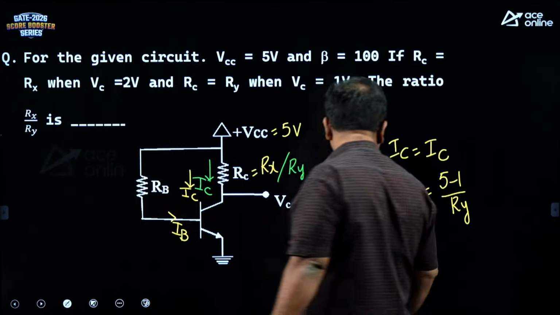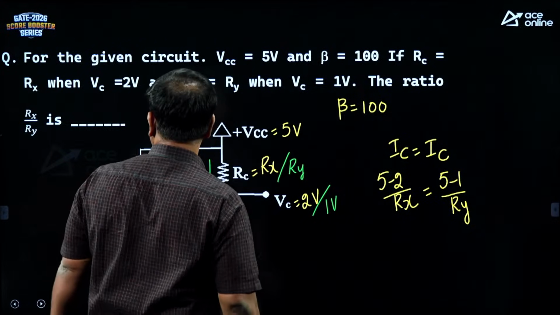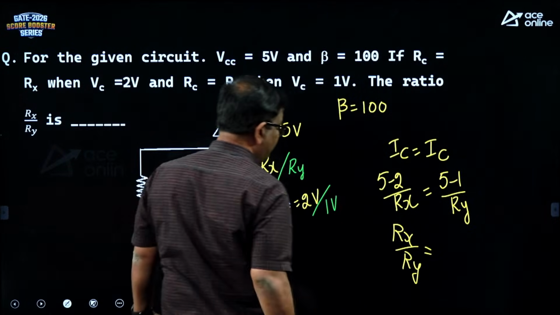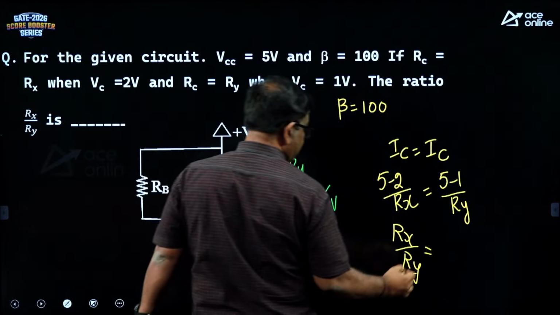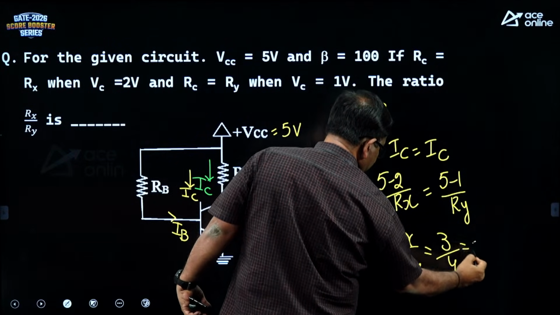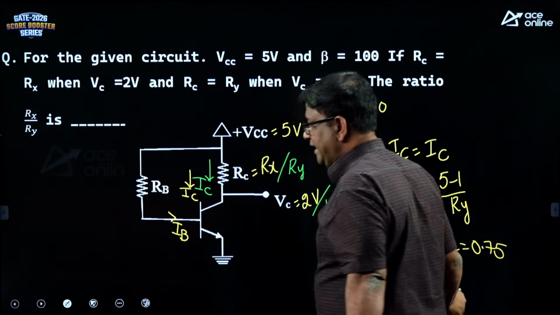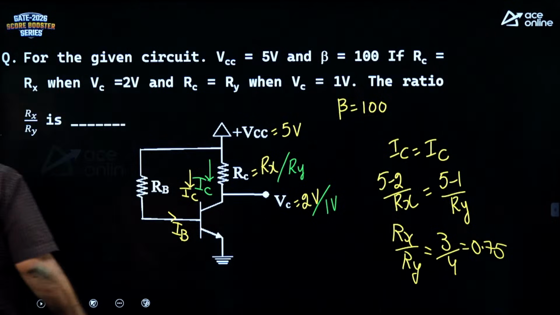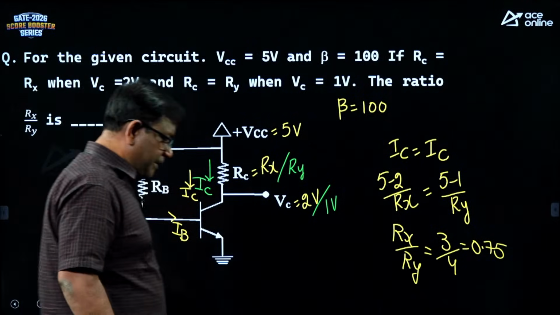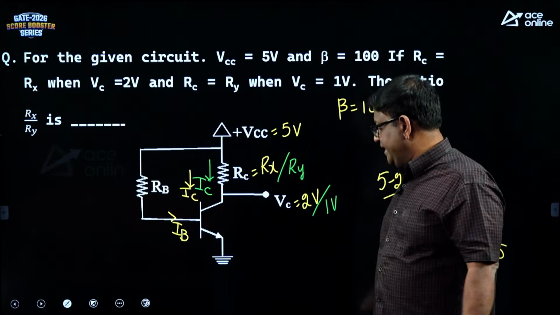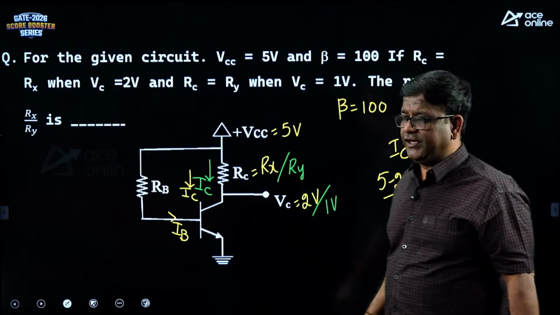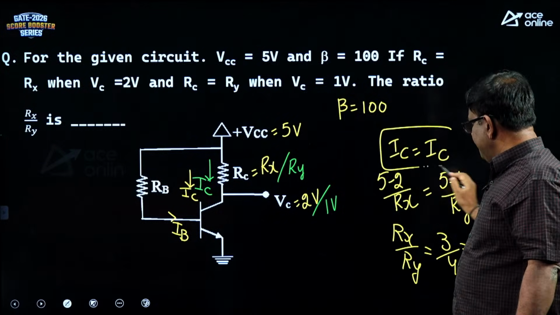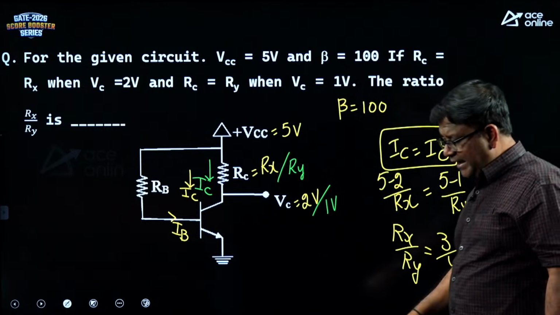So, the solution is ready. What do we want? Rx by Ry. Rx by Ry is going to be 5 minus 2 is 3 by 4, it is 0.75. Just see the calculation, your Rx by Ry is going to be 0.75, and please mind you, the collector current depends on the base current and is independent of the load resistance. So, whatever the scenario the examiner is giving, the IC remains the same, there is no change in the IC value, okay.